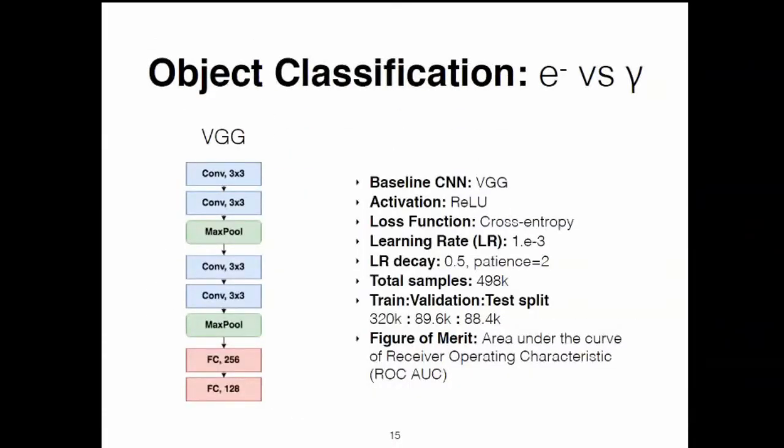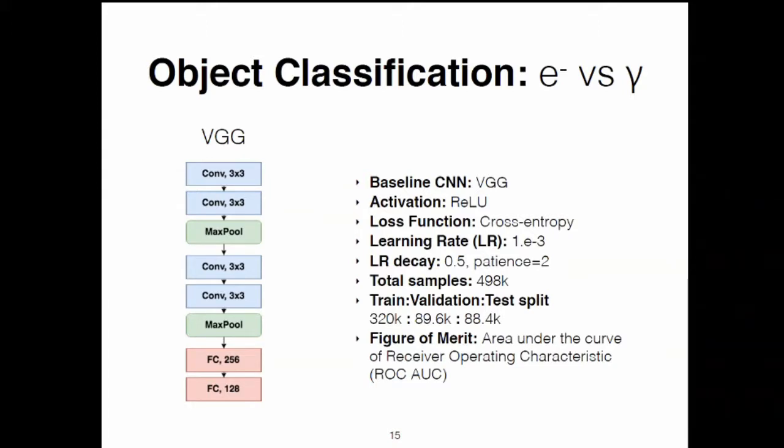In any case, we start with a baseline architecture, which is the VGG, which is essentially just a stack of convolutions followed by max pool. The figure of merit, I'll let you read this on your own. The main figure of merit we have for now is the ROC AUC, or the area under the curve of the receiver operating characteristics.